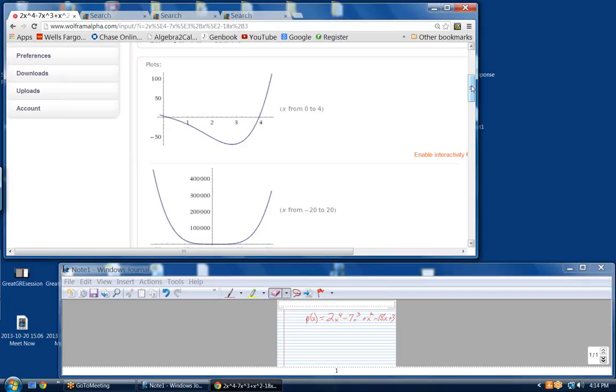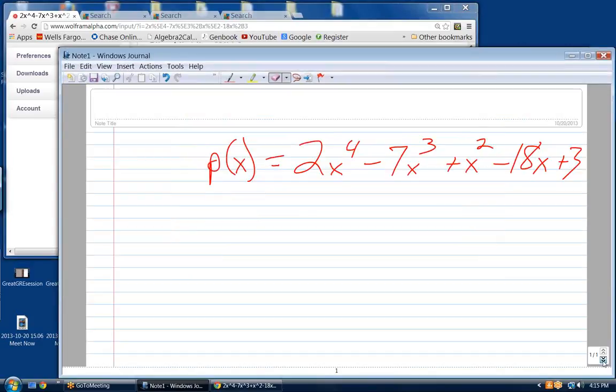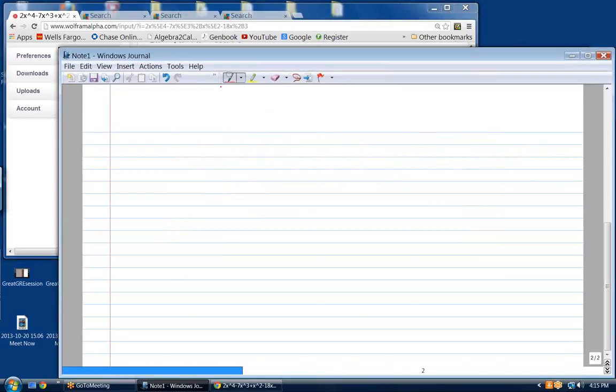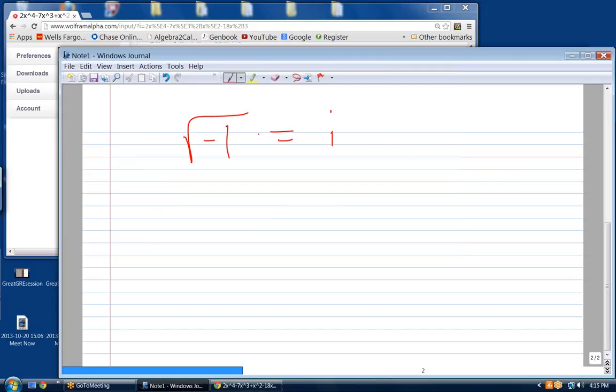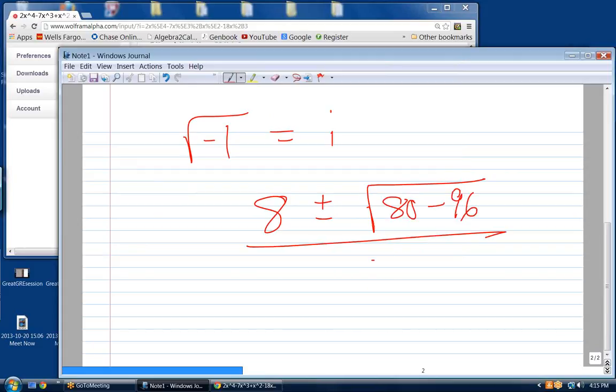What's the difference between real and complex? Complex has imaginary numbers in it. I'm so confused. What is the whole imaginary numbers? Where are we getting these from? Square root of -1 is equal to i. Mm-hmm. So if I am solving a quadratic formula, then I might end up with something like 8 plus or minus the square root of 80 minus 96 all over 2.